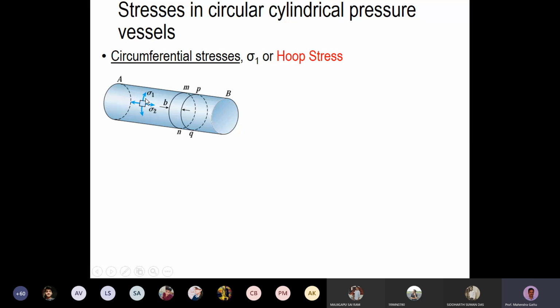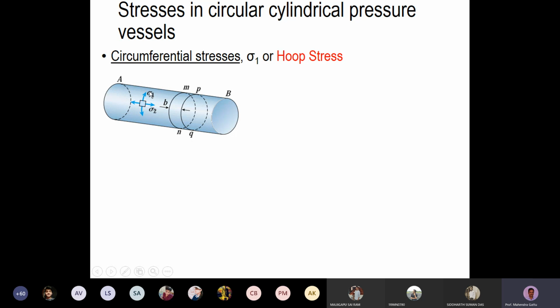So why is it called hoop stress? I think you might have seen barrels holding some liquid, made of wood, with wooden planks. What you do is you put a steel hoop around that wooden barrel, so that its capacity to withstand the liquid pressure is increased. Those are the circular hoops placed around the wooden barrels. From that terminology, they are calling the sigma 1 stress the hoop stress.